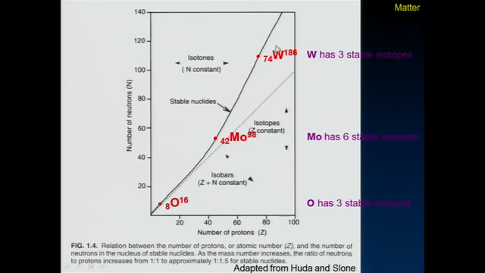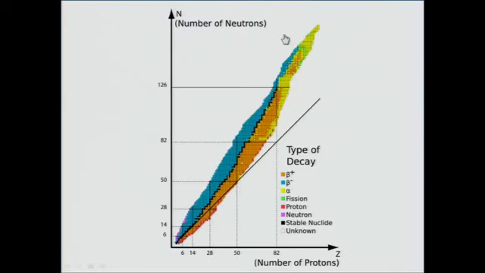This graph shows some of the different atoms, some of the elements. Here's oxygen, O16 here. Here's molybdenum, the 42nd element. It's got 42 protons. And here's tungsten. We've met tungsten before with its 74 protons. As we've already mentioned, oxygen has 3 stable isotopes. Molybdenum has 6 stable isotopes, and tungsten has 3. So this notion that there's a simple curve of stable nuclides is really an incorrect one.